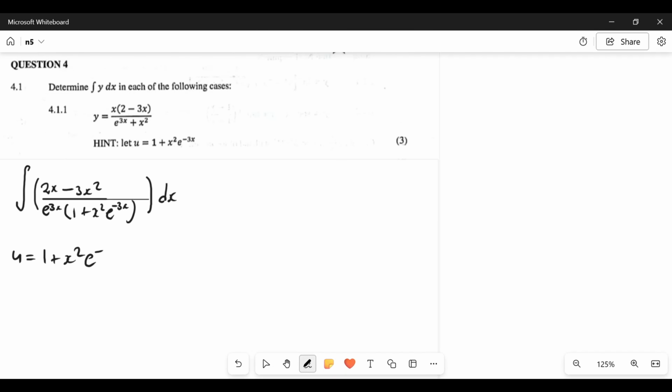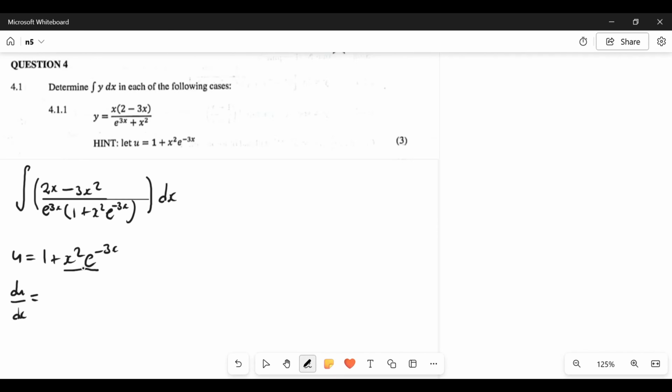There we go. Now that we are given a hint that u must equal 1 plus x squared e to the power of negative 3x, we need to differentiate this one here. So if we differentiate this, we know that du over dx... Now the first term we have 1, it's a constant, that is going to give us 0.